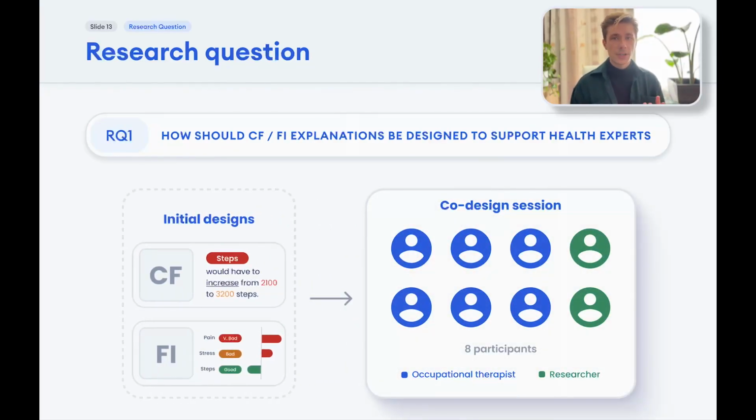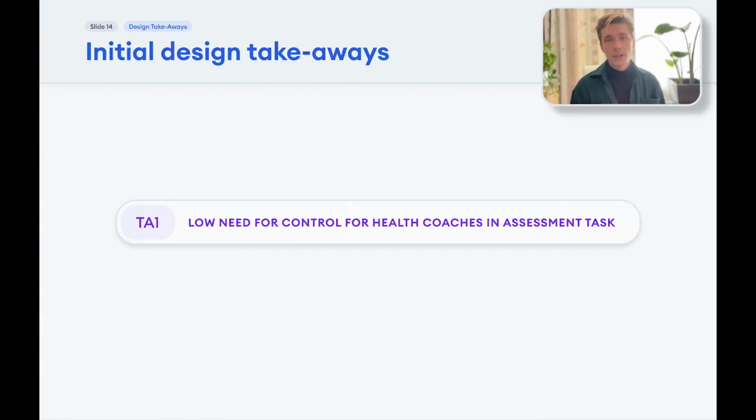So in the first iteration, we have a co-design session with 6 occupational therapists as well as 2 health researchers to assess the viability and usefulness of our counterfactual and feature importance designs. During this co-design session, which took about an hour, all of the users were able to express how they would interact with such a system and how they would potentially improve the explanations in order to make them more viable. Now, this gave us some initial design takeaways that I'm briefly going to discuss.